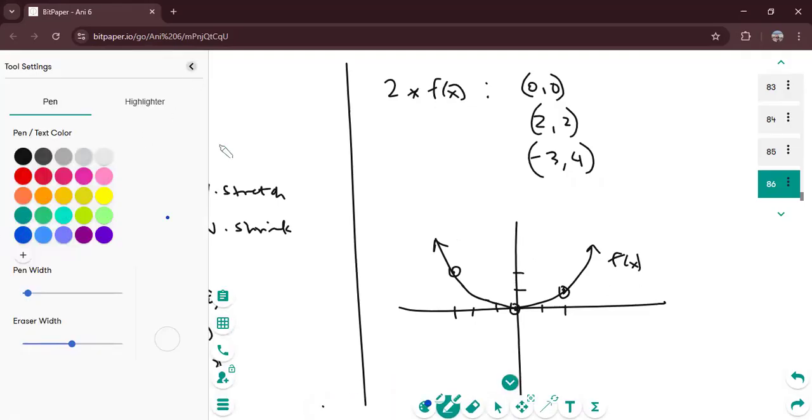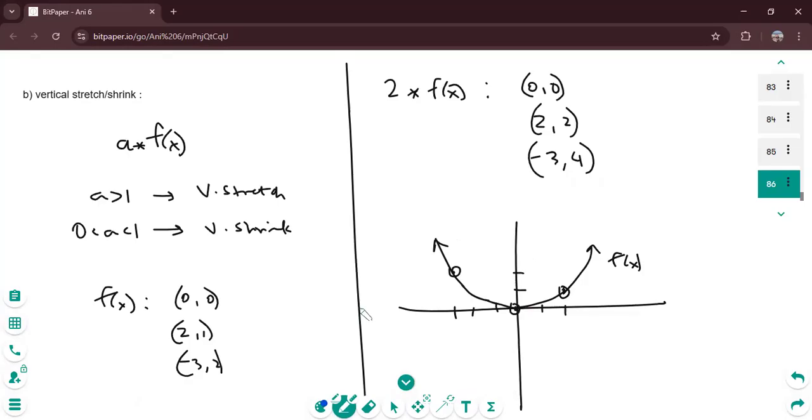So if you do 2 times f of x, right, all your y's get doubled. So here the point stays the same, 0, comma 0. 2, comma 1 becomes the point 2, comma 2, and negative 3, comma 2 becomes negative 3, comma 4. So the new graph looks a lot steeper, and it looks like this. So this is how you can graph 2 times f of x.